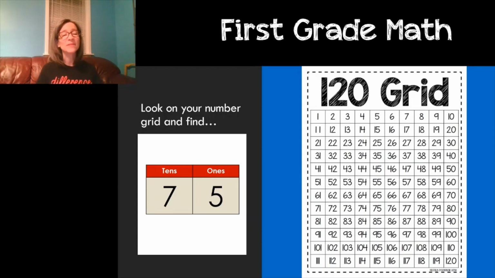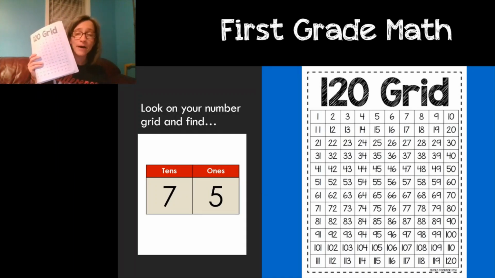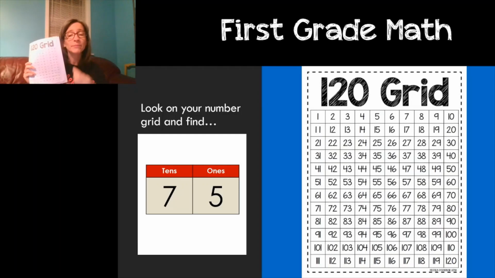Okay, so now we're going to play a new game, and we are going to find on our number grids the number that's shown in the place value chart. So if you had 7 tens and 5 ones, where's that number on your number grid? Now, if you have the number grid printed out and you have a button or a penny that you're playing with, you can cover it up. If you don't have your own copy of the 120 grid, then you can play on my grid.